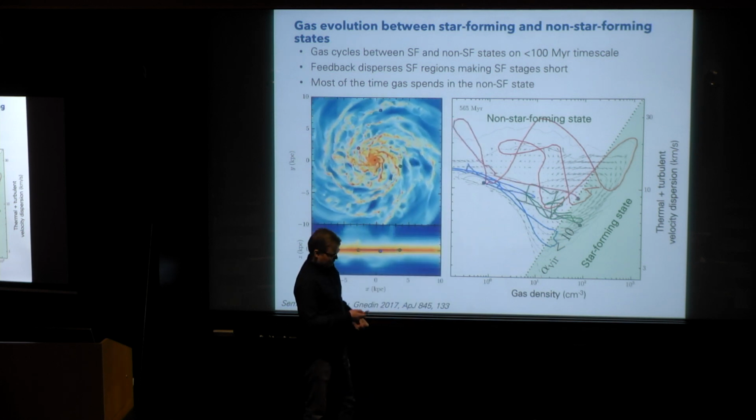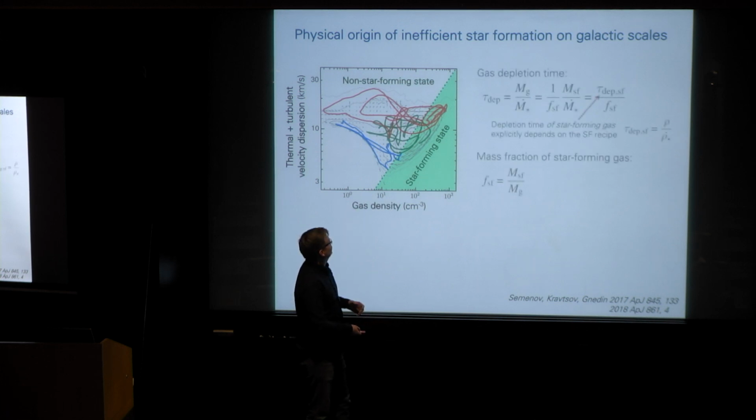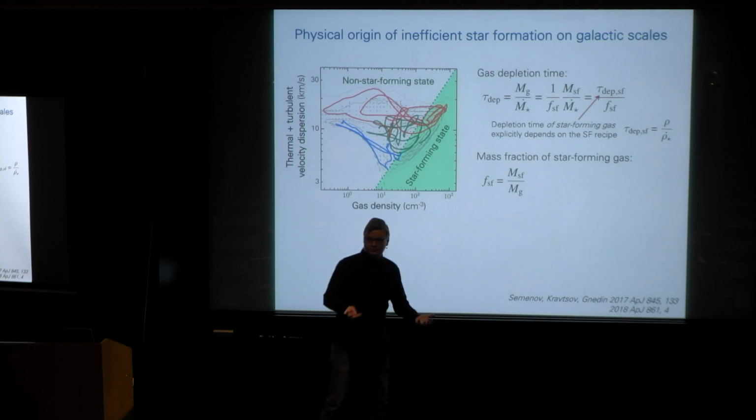And it can actually be expressed analytically. If we have this picture in mind, we can write down the so-called gas depletion time, which is just the ratio of gas mass and star formation rate. It's the time scale in which all gas mass will be converted into stars.